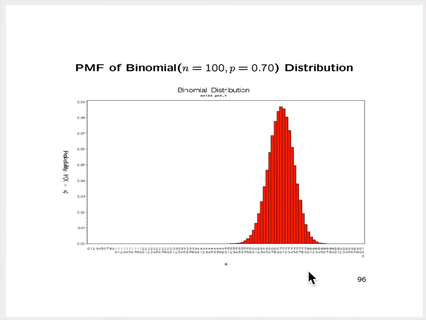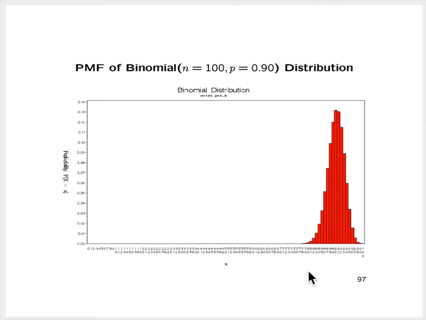Here we have p equal to 0.7. Again, we do have some left skewness, but it's minimal. And then p equal to 0.9, left skewness, more so than when p was equal to 0.7. But much less skewness in magnitude compared to these smaller sample sizes with the same value of p.